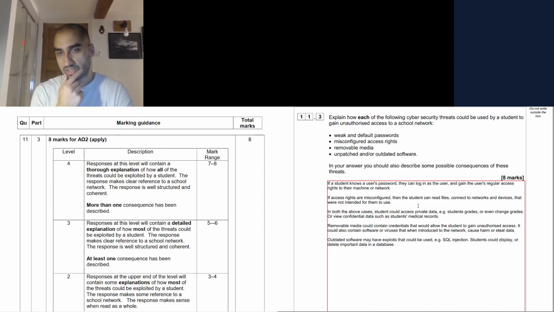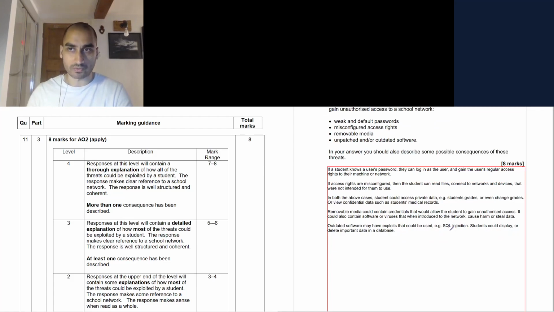So maybe I lose 1 mark for not mentioning how they gain passwords. More than one consequence has been described. Yeah, I have mentioned more than one consequence. So I reckon either 6 or 7. But I don't see any reason to take 2 marks off. I'm gonna go with 7.